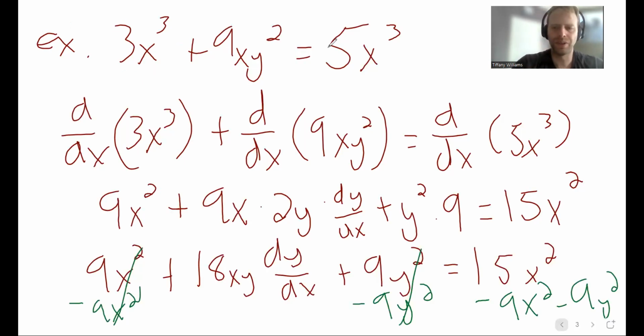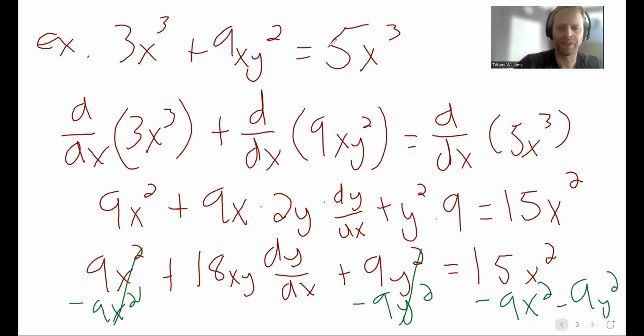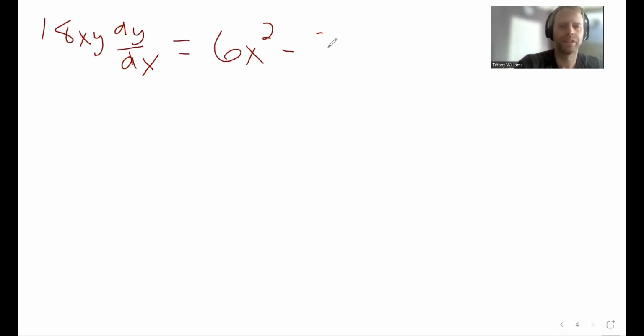Now, if we look, we could actually combine. We had 15x squared. We can subtract 9x squared to give us 6x squared. And then remember the other term we have here, we have minus 9y squared. Okay. Now our goal here, let's completely isolate the dy/dx. To do that, we're going to divide by 18xy.